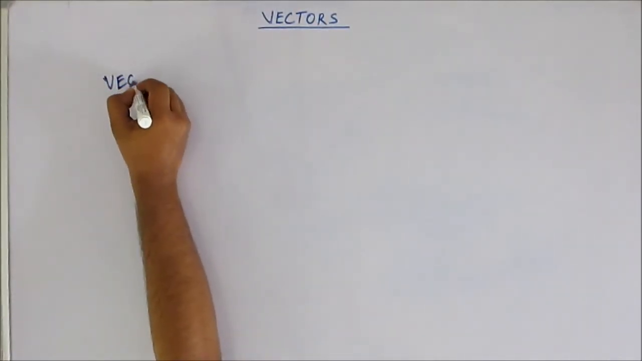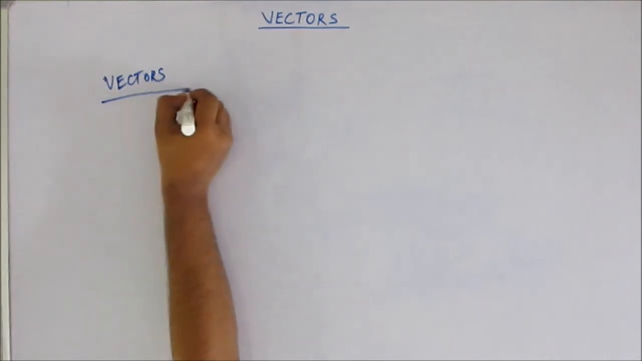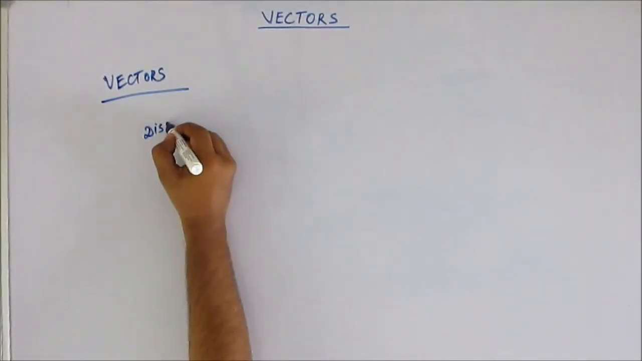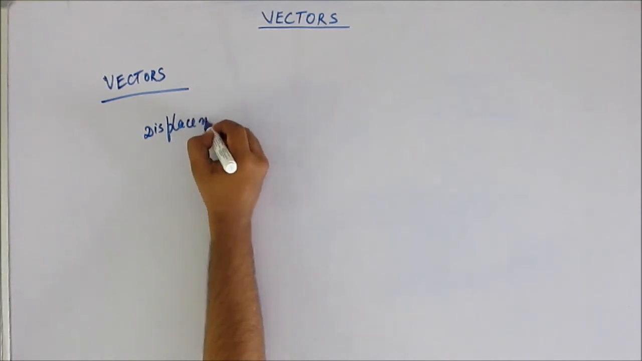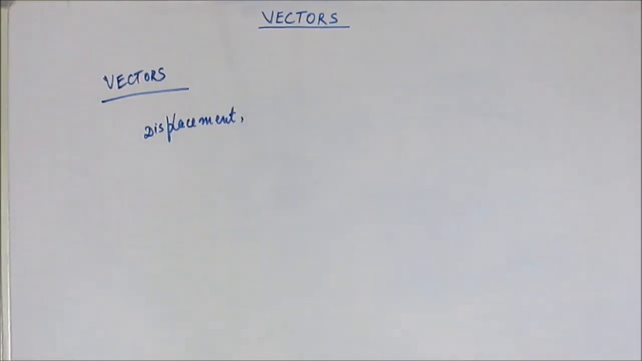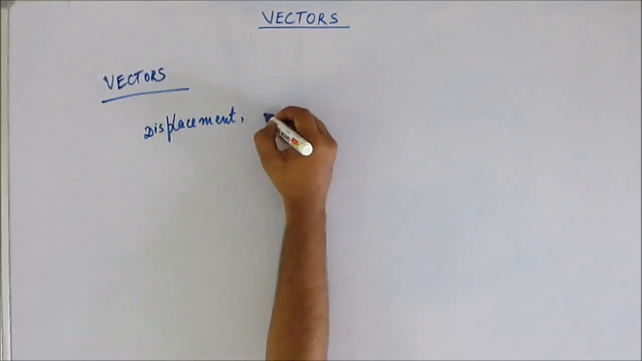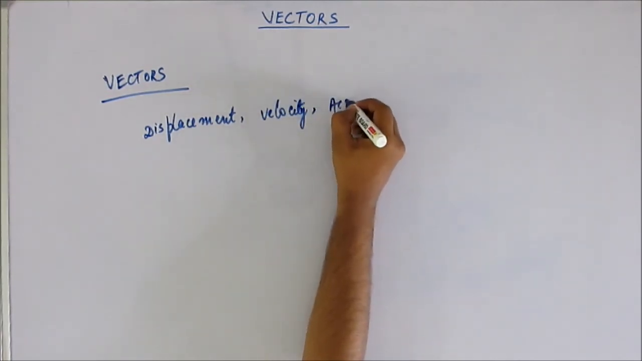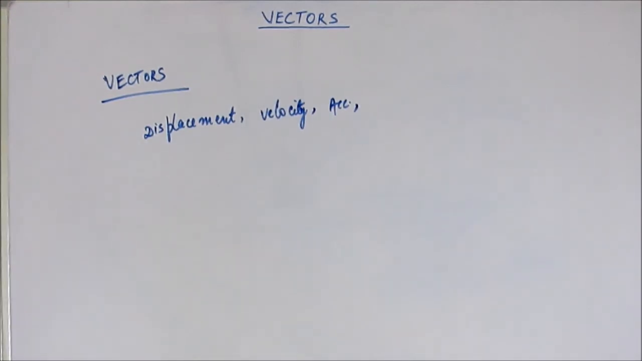Vector quantities, as we have given the definition, are those quantities which, apart from magnitude, require direction for the complete description of the physical quantity we're talking about. For example, displacement. Displacement, we had an elaborate discussion before, is a vector quantity, and I hope you understand this very well. Similarly, velocity and acceleration, all these are vector quantities because they have direction.